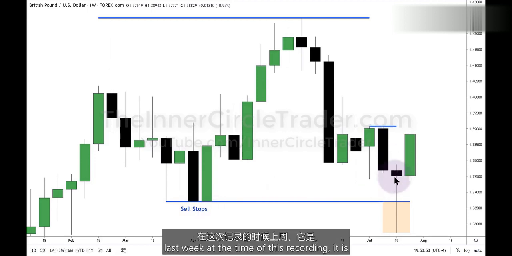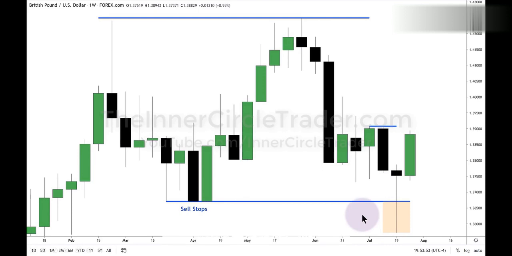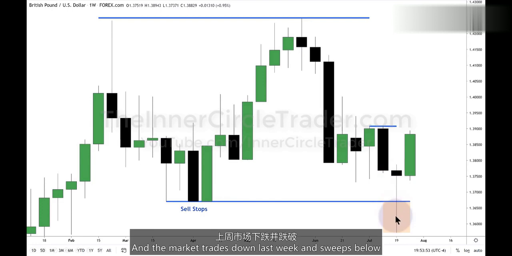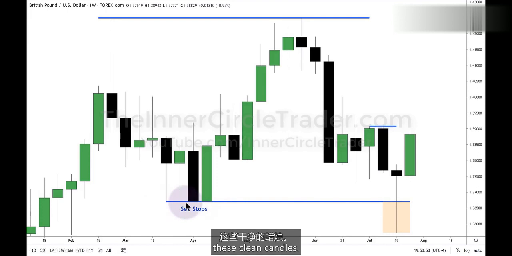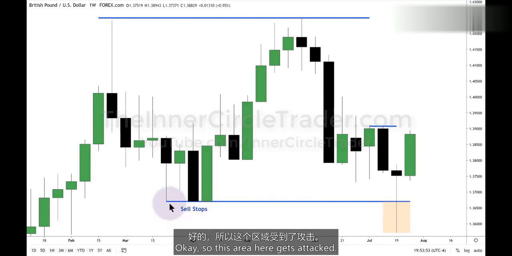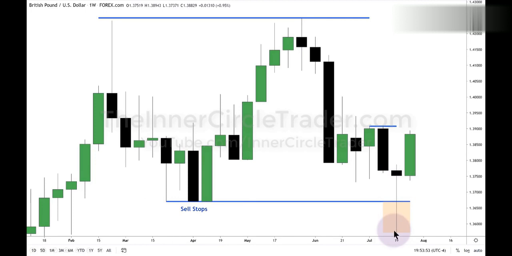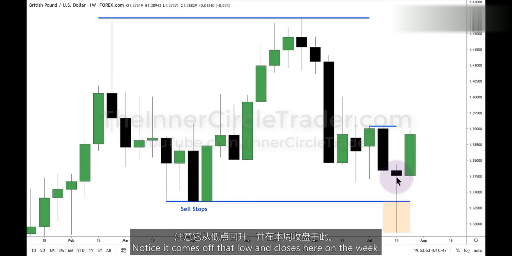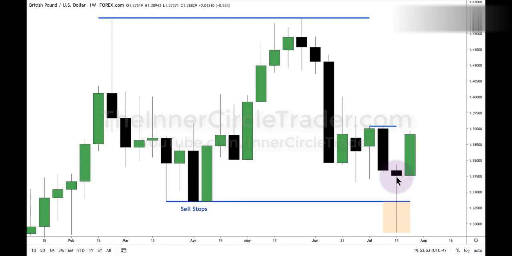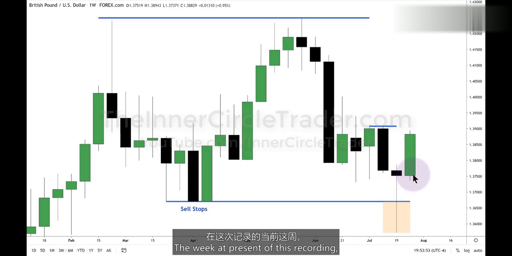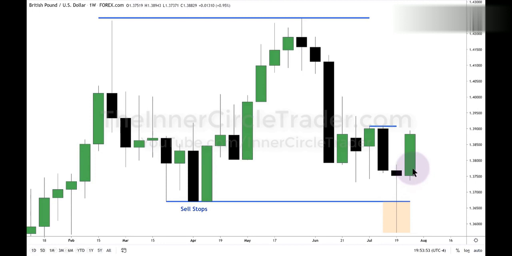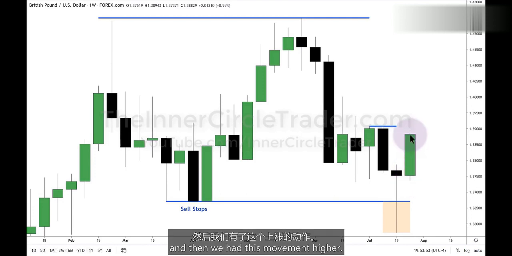The market last week, at the time of this recording, it is July 27th, 2021. And the market trades down last week and sweeps below these clean candles. Okay, so this area here gets attacked. And notice it comes off that low and closes here on the week. The week at present of this recording, we opened here, had a small little movement below the opening of the week, and then we had this movement higher.